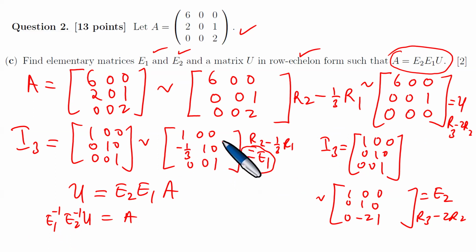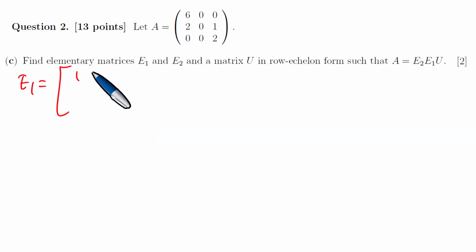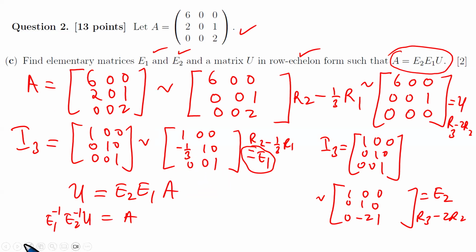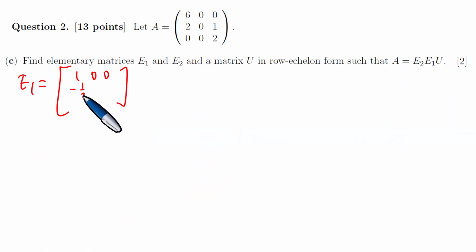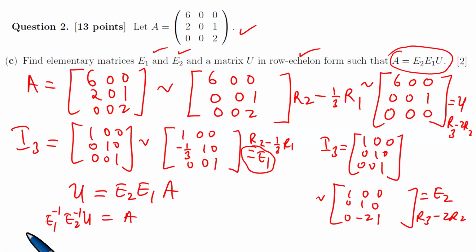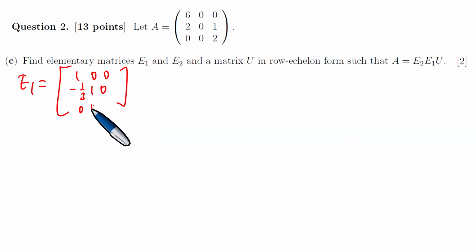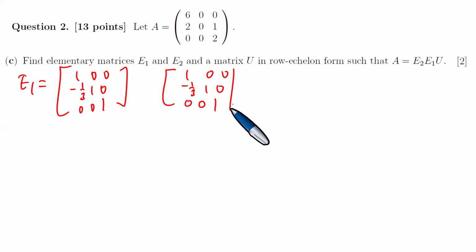It's this one, which is 1 0 0, minus 1/3 1 0, 0 0 1. Now we need the inverse of this. So let's augment it with the identity: 1 0 0, minus 1/3 1 0, 0 0 1, which means therefore you'd have 1 0 0, 0 1 0, 0 0 1.